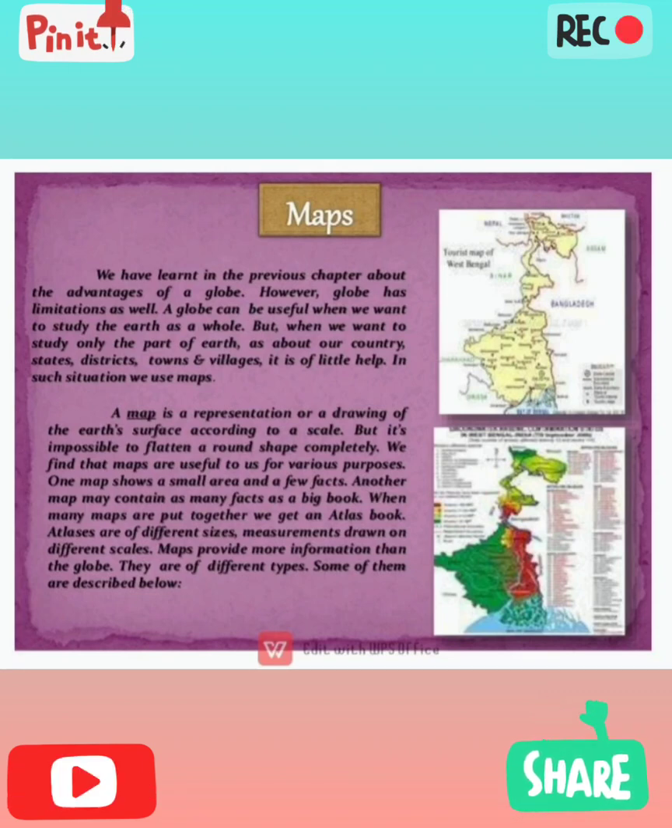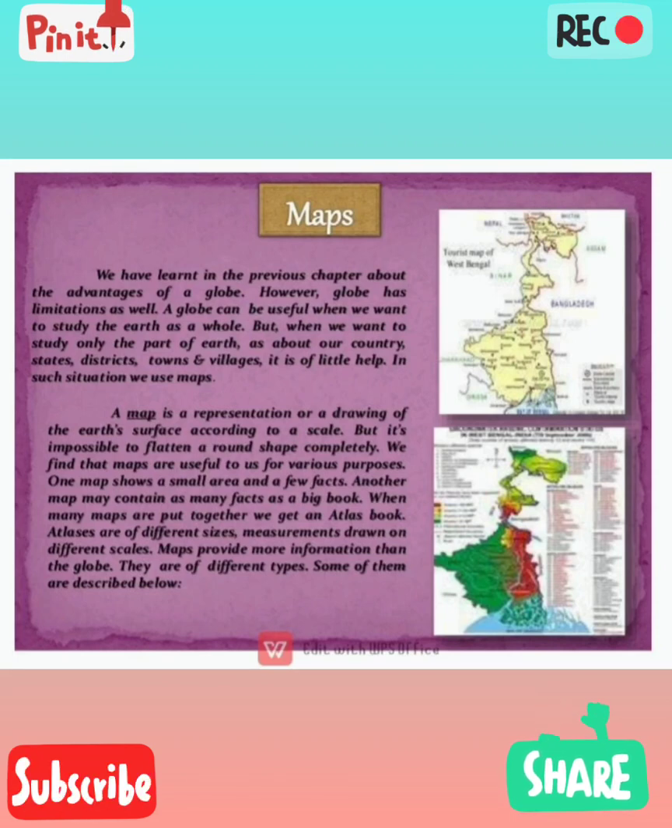A map is a representation or drawing of the earth's surface according to a scale, but it's impossible to flatten a round shape completely. We find that maps are useful to us for various purposes. One map shows a smaller area and few facts. Another map may contain as many facts as a big book. When many maps are put together, we get an atlas book. Atlases are of different sizes and measurements, drawn on different scales.